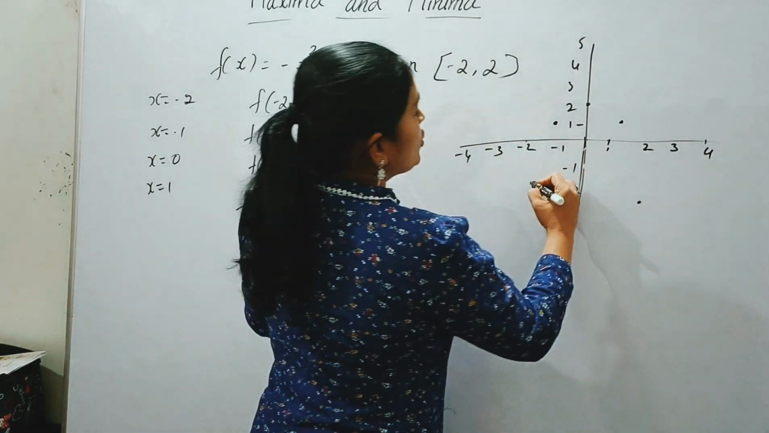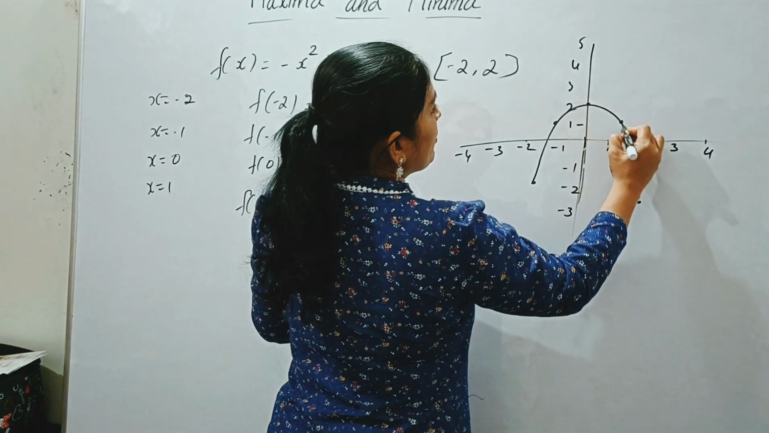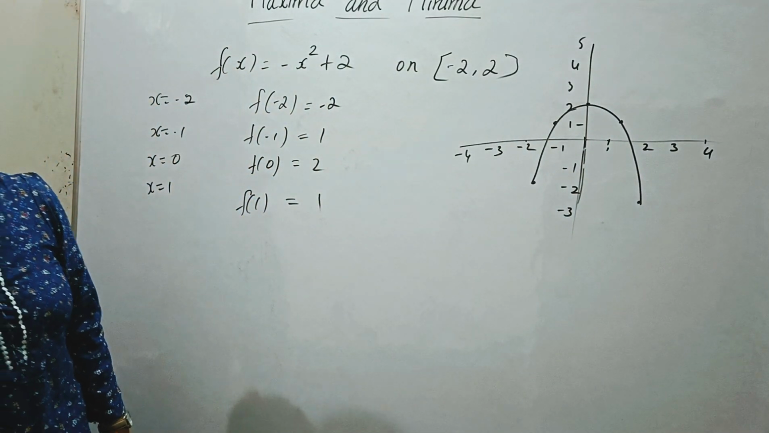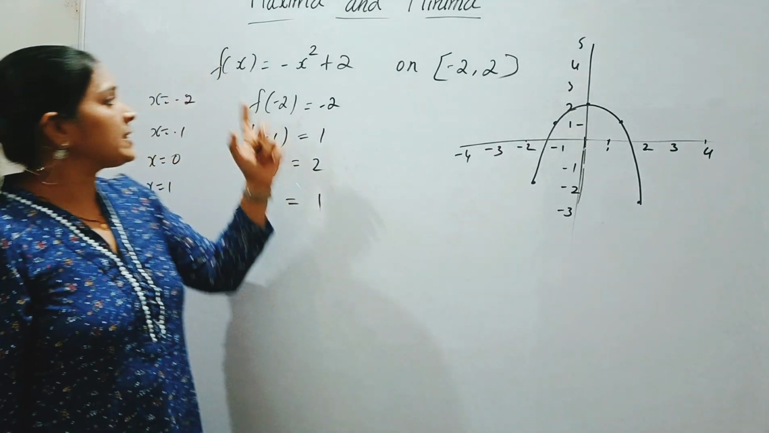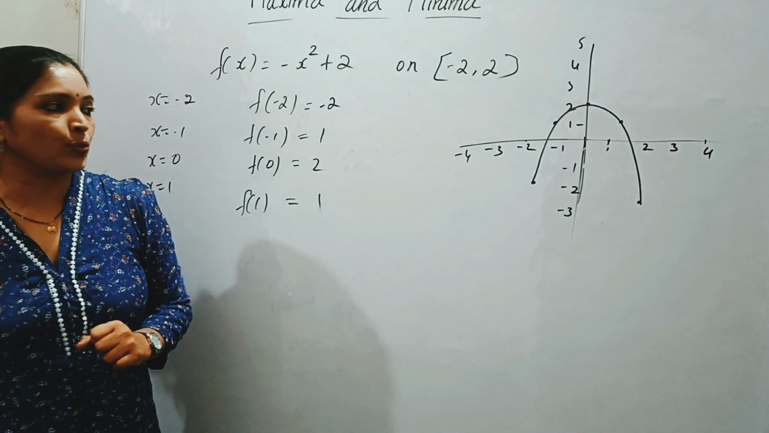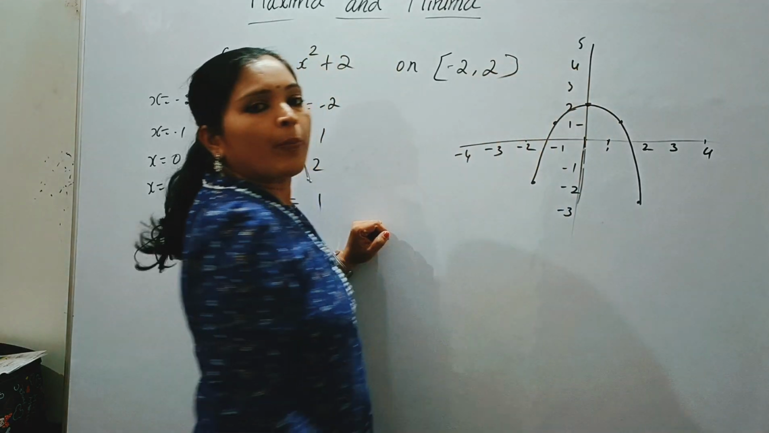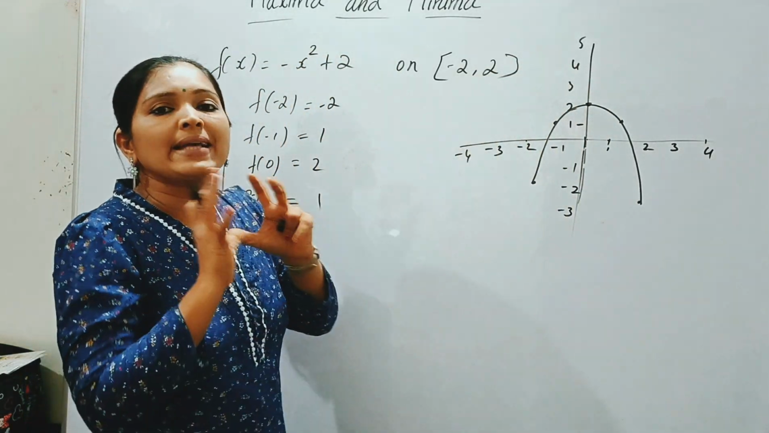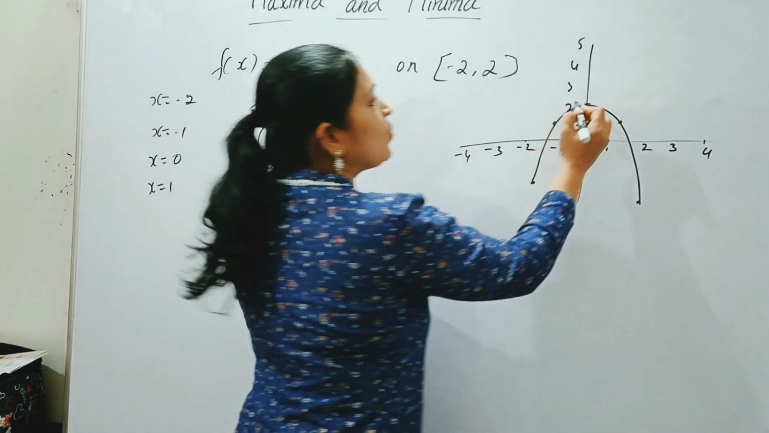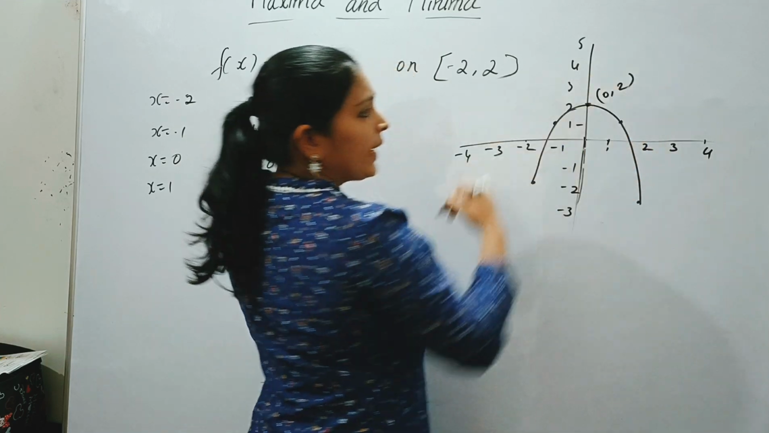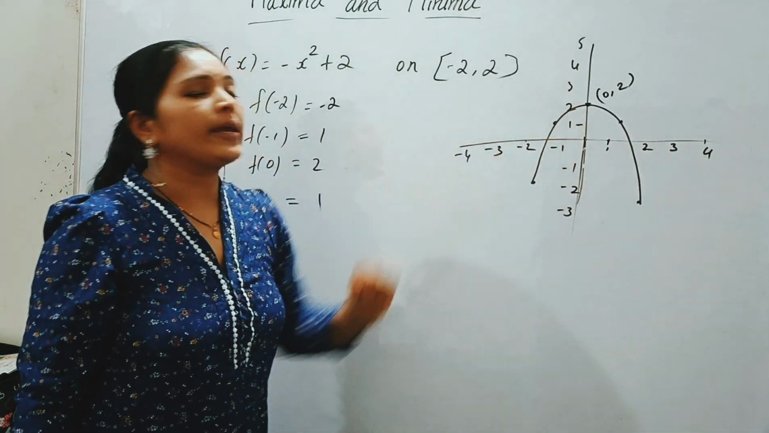So let's join it. See, the function will be like this. Here it's our graph, that is the graph of minus x square plus 2. Here, see, it is the peak point. That is the maximum point. So what is the value here? Y is 2, x is 0, right? When x is 0, y is 2.